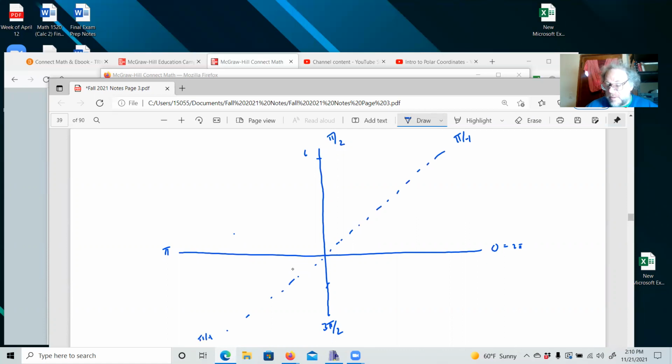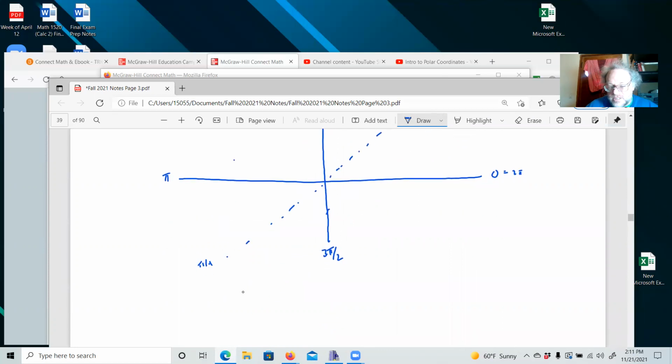It's just 5 pi over 4 in the positive direction, but a negative r at pi over 4 would be in the negative direction if it went this way.